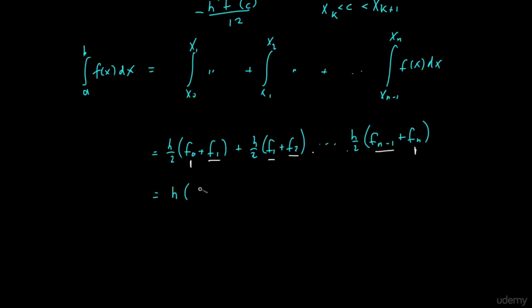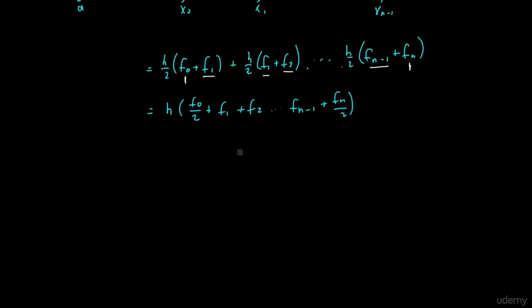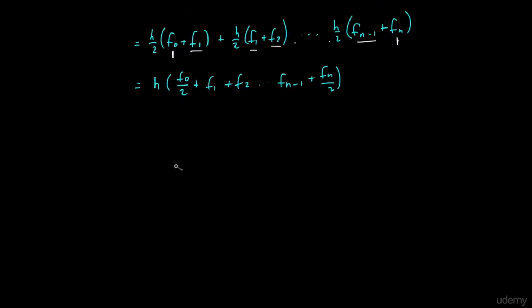So you multiply h by f0 over 2 plus f1 plus f2, and all the way up to fn minus 1 plus fn over 2. So that's the trapezium rule with the application of the actual formula, and we can also estimate the error similarly.